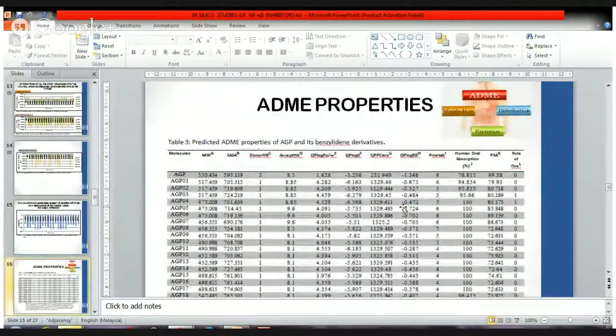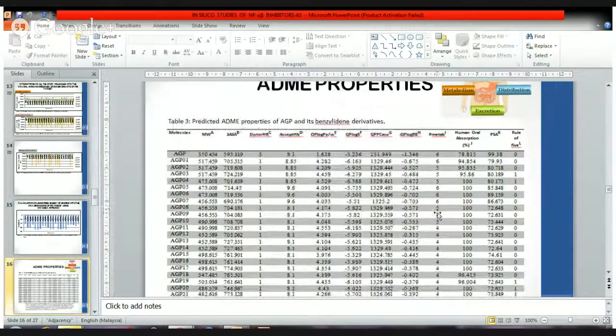Next, these are the ADME properties for AGP and its benzylidene derivatives. I've selected a few parameters to see the drug-likeness property shown by these molecules. We can see that these 22 molecules show good drug-likeness, as they fall within the acceptable range for each parameter.